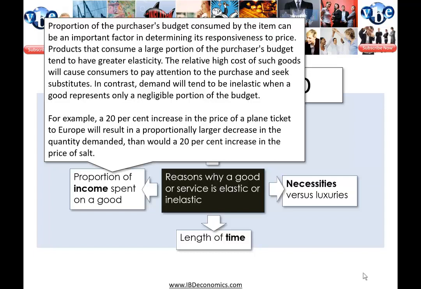An example we saw in the introductory video was house prices and cars. So these are relatively expensive. They're a large proportion of a consumer's budget. Price increases here will result in consumers shopping around for substitutes, lower priced houses, lower priced competitive goods. And in contrast, demand will tend to be inelastic when a good represents only a small proportion of a budget. So, for example, a 20% increase in the price of a plane ticket to Europe will result in a proportionally larger decrease in quantity demanded than would a 20% increase in the price of salt.